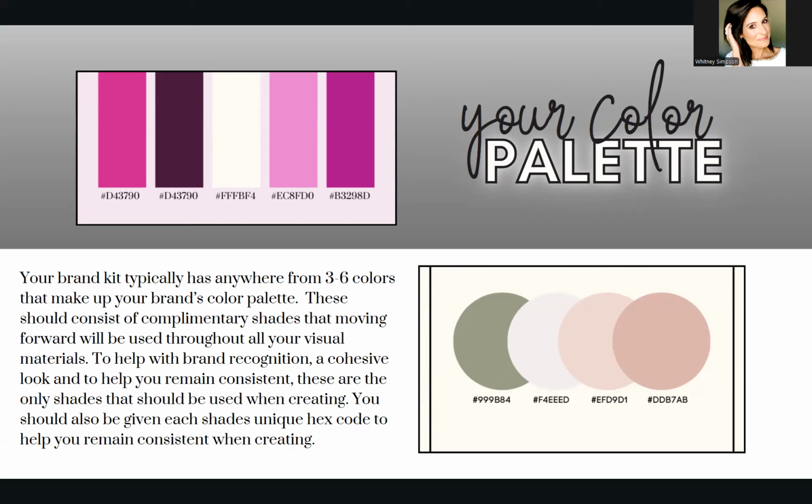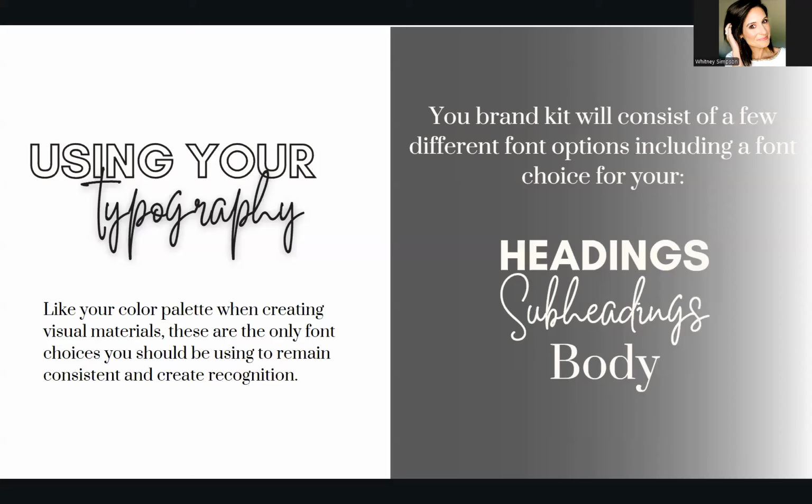Oftentimes when we're creating stuff, we think, oh, this shade is close. But when you put your visual things together, you might see that things are a little off. One pink is brighter than the other. One neutral shade is a little bit more mauve than the other. One you thought was white is actually a little bit more ivory. So having these hex codes is going to give you the exact same color you're looking for with each creation. And again, it's just going to help you remain consistent.